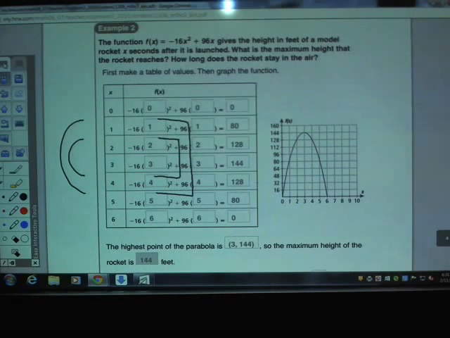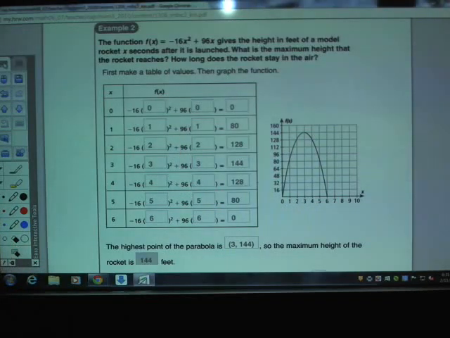All right, let's look at number 2. The function f of x equals negative 16x squared plus 96x gives the height in feet of a model rocket x seconds after it is launched. What is the maximum height that the rocket reaches? How long does the rocket stay in the air?